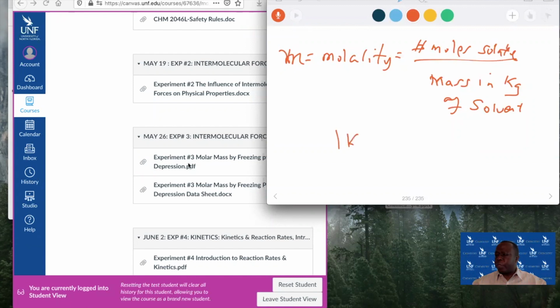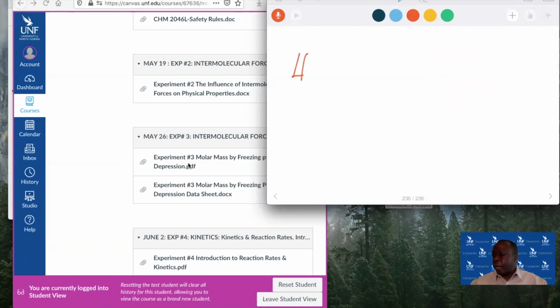Of course, everybody knows this equivalent statement: 1 kg equals 1,000 grams. You may not be given it, but you are expected to know. There are some obvious equivalent statements you will need. So that is the italic m, which stands for molality. If you are not given the number of moles, you need to find it again for the solute. And by the way, the solute is present in a small amount, the solvent is present in a large amount. That's the difference between the two.